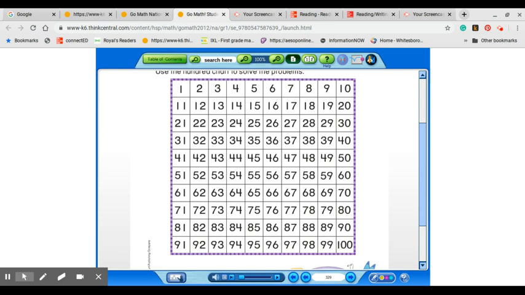Now, the 100 number chart helps us to count on by ones because we can move to the right across the row and each space shows the number that is 1 more.